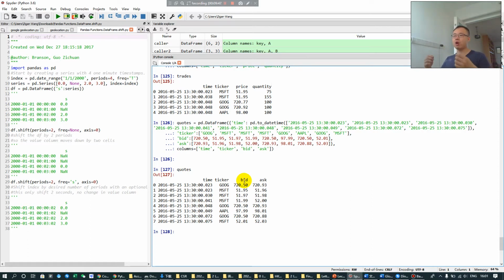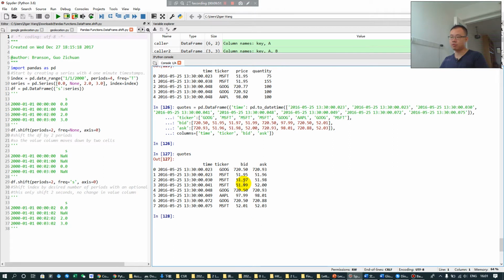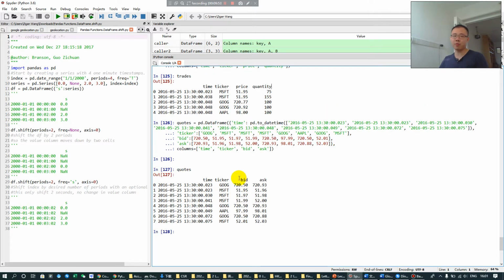By quotes I mean that you give an order. You just say, I want to sell, I want to buy. And if it matches with another order, then the buy order and sell order will become a transaction. So I want to merge the two data sets.